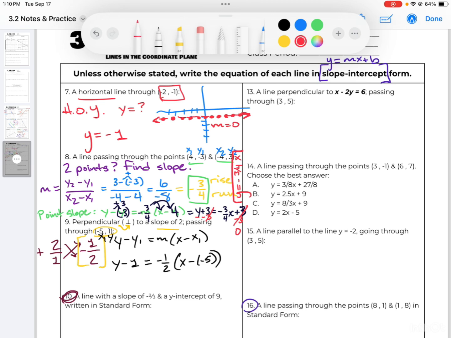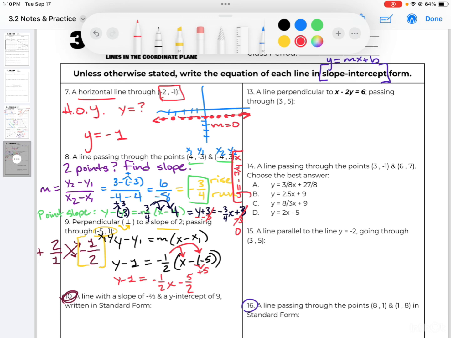So if you are looking at this and you're recognizing, sorry about the bell, you're recognizing some distribution, that's 100% right. I've got y minus 1 equals, see how I've got negative minus a negative right here? That's going to be the same as plus. So when I distribute this, I've got negative 1/2 x, and I've got half of positive 5, which is going to be negative 5 over 2.